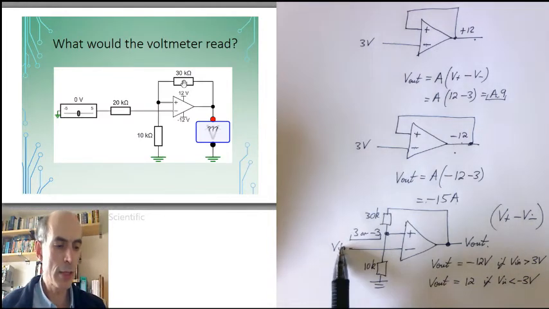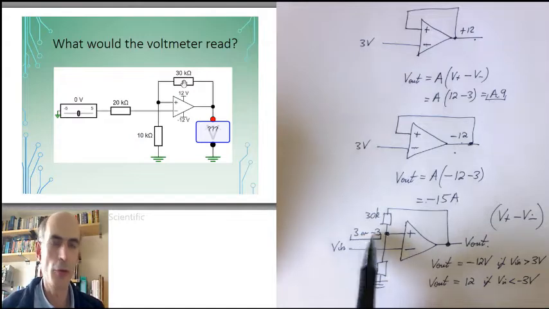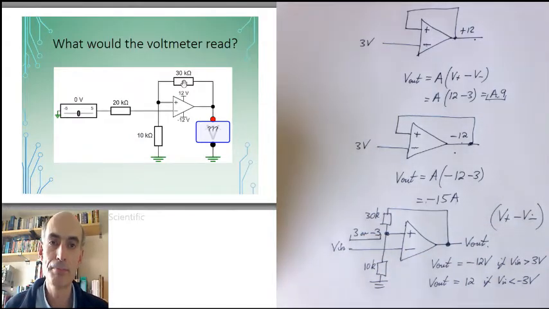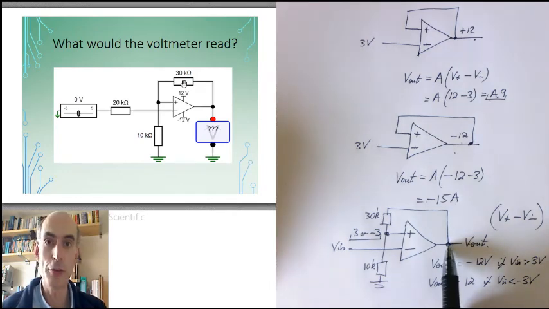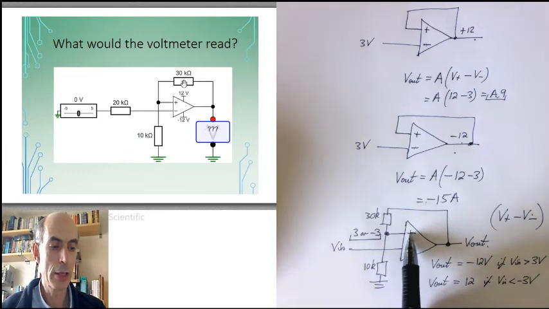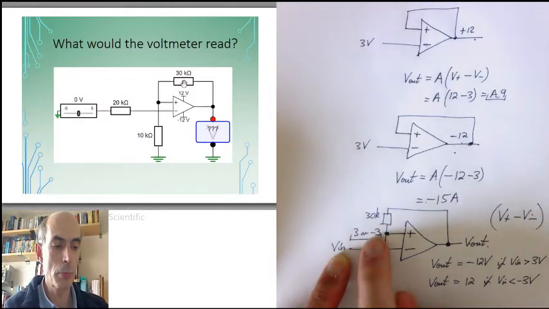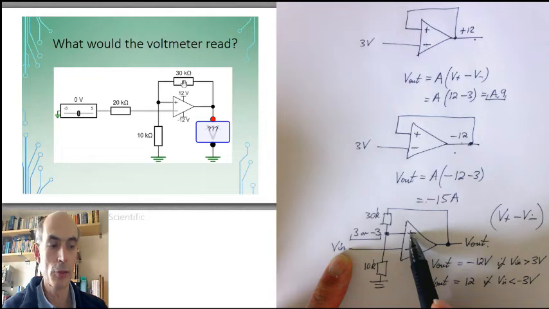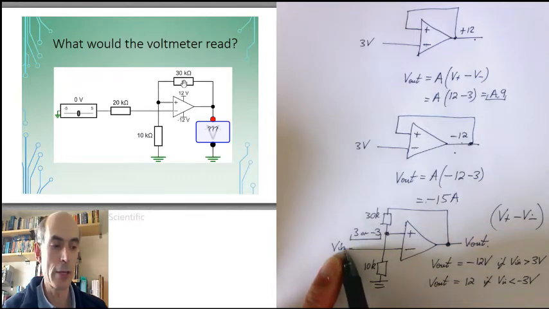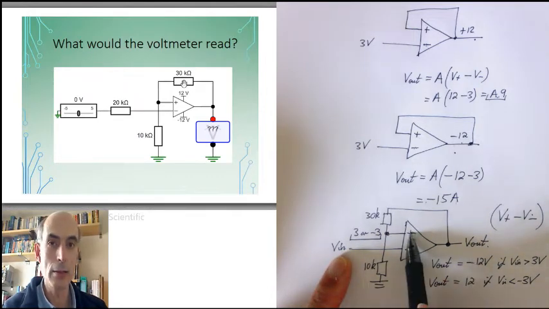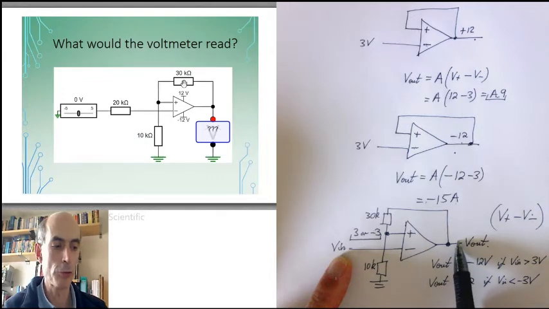What if Vin is somewhere in between 3 volts and minus 3 volts? Well, if the op-amp is in positive saturation at 12 volts, so that the non-inverting input is at 3 volts, then if Vin is somewhere between minus 3 and plus 3, the non-inverting input is going to be still bigger than Vin, so Vout will remain at plus 12 volts.